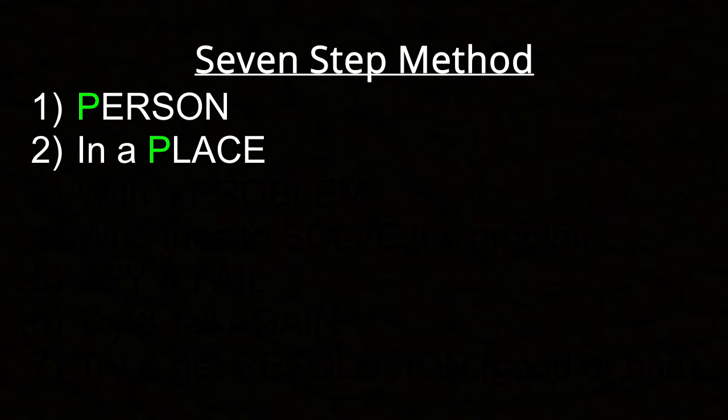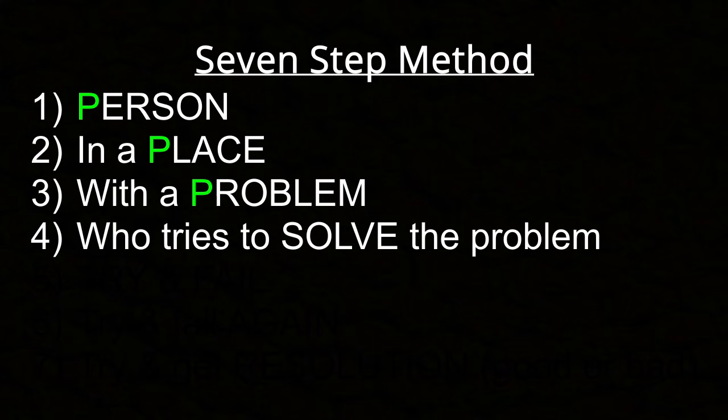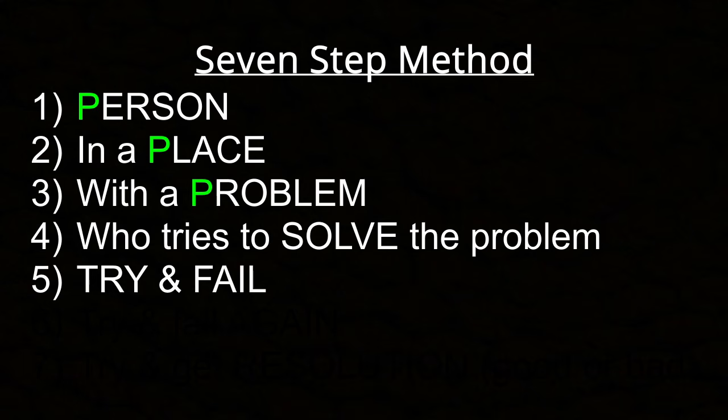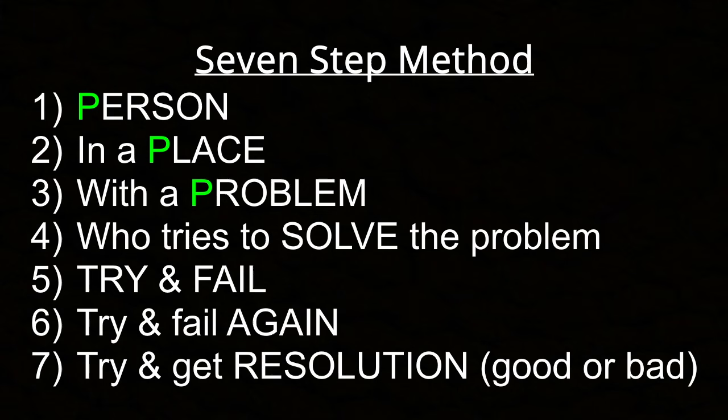Now, the first of these methods is the 7-step method, and this is a very simple to remember, easy to follow method for writing short stories, and the best part about it is that it allows for a lot of flexibility. You can start right at the top with a person who is in a place with a problem, and they want to solve that problem, and they try to solve that problem but fail, and then they try again and fail, and then they try again and finally get a resolution, and that resolution can be either good or bad. And as I mentioned, this is super easy to commit to memory.